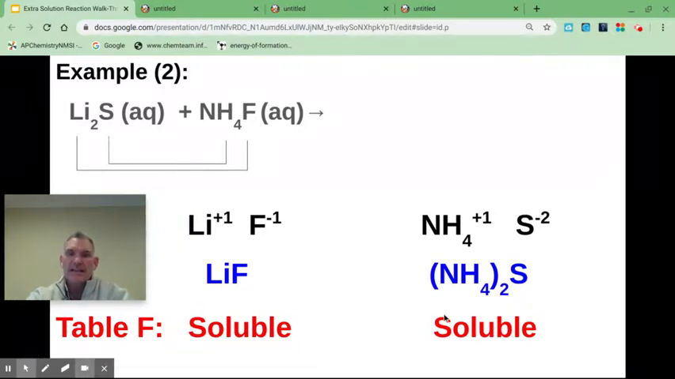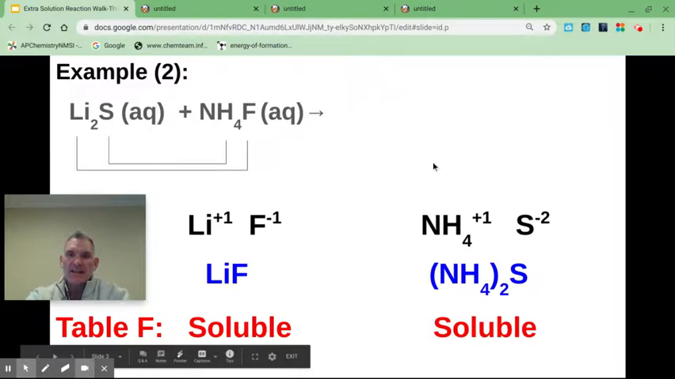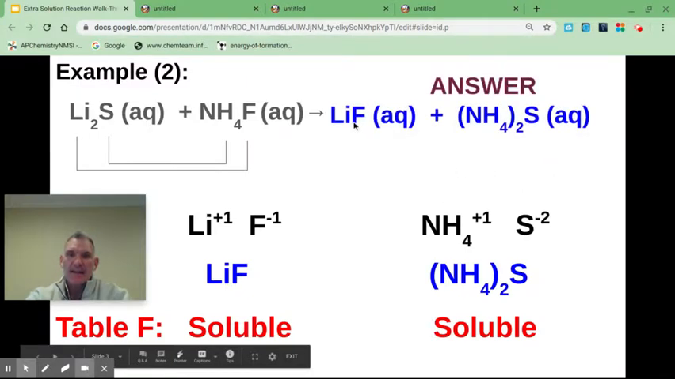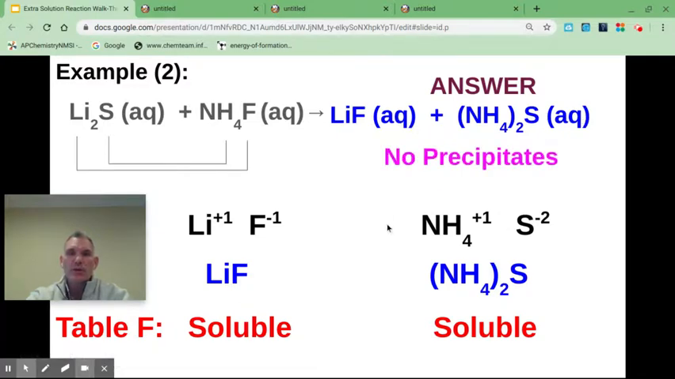So what does that mean? In my product side, when I write my answer, I get LiF, soluble, so it's AQ. (NH4)2S, soluble, so it's AQ. And notice there is no solid here. So in this one, there's no precipitates.